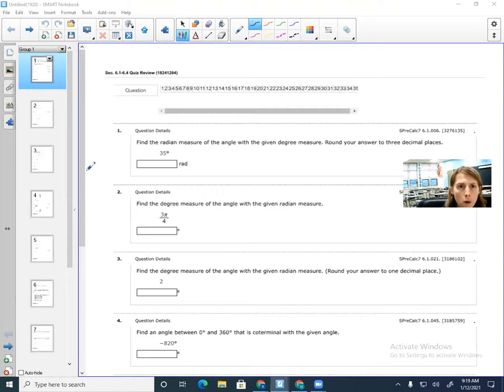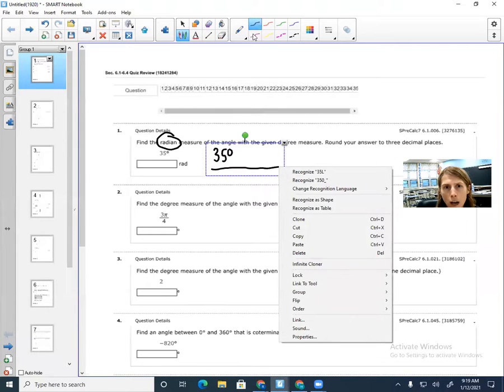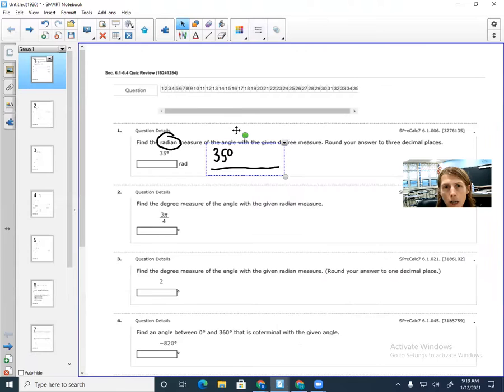So I'm just going to look at number 1 right here. It says, find the radian measure of the angles. So we need to find radians. Think about that right away. I had 35 degrees. So if you want to talk out loud or in your chat box, tell me, how am I going to get from degrees to radians? I gave you a clue here. Think about radians and degrees.